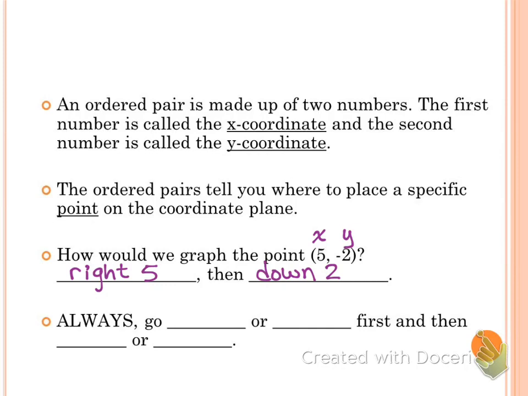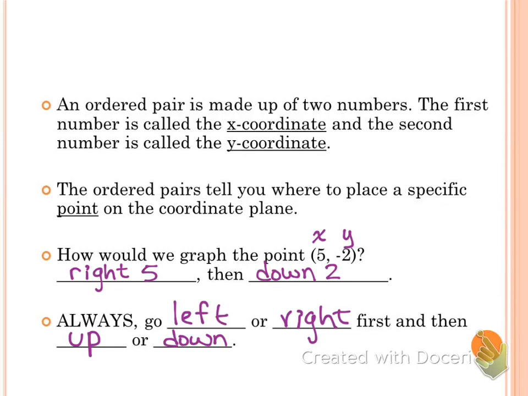So that note at the bottom of this slide says to go left or right first, then up or down. So remember, left and down are negatives, right and up are positives.